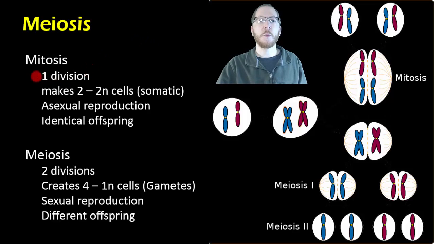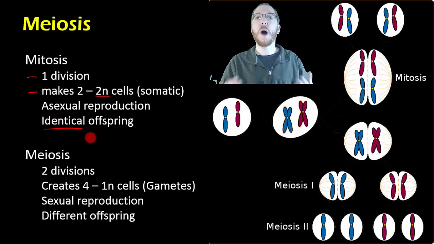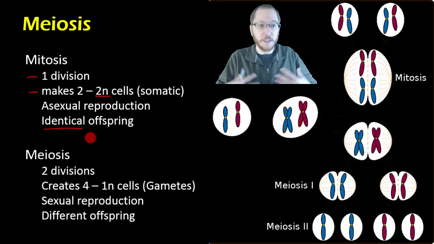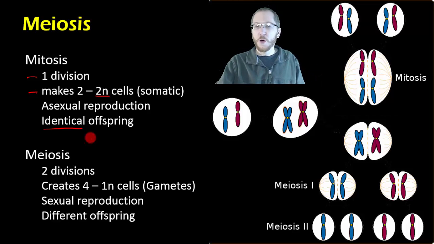With mitosis, we went through one division, which meant we got two cells that were each 2n. They were copies. This is going to be used for asexual reproduction because it is great at producing identical copies, clones. We want that when we're going, for instance, from a zygote to us, because we want all of our cells to be an exact copy. That's useful for us.